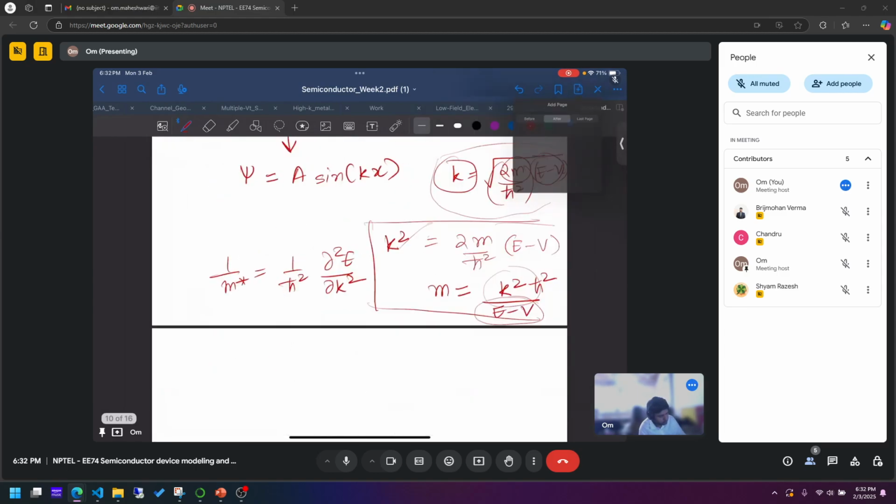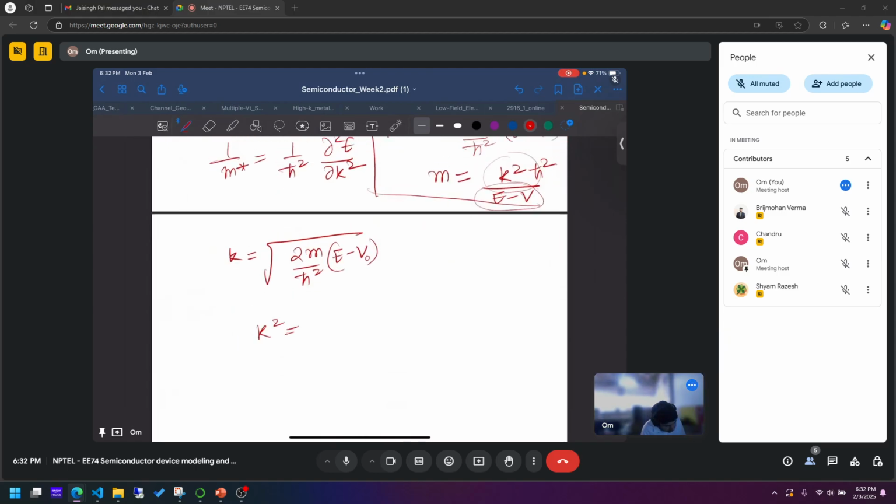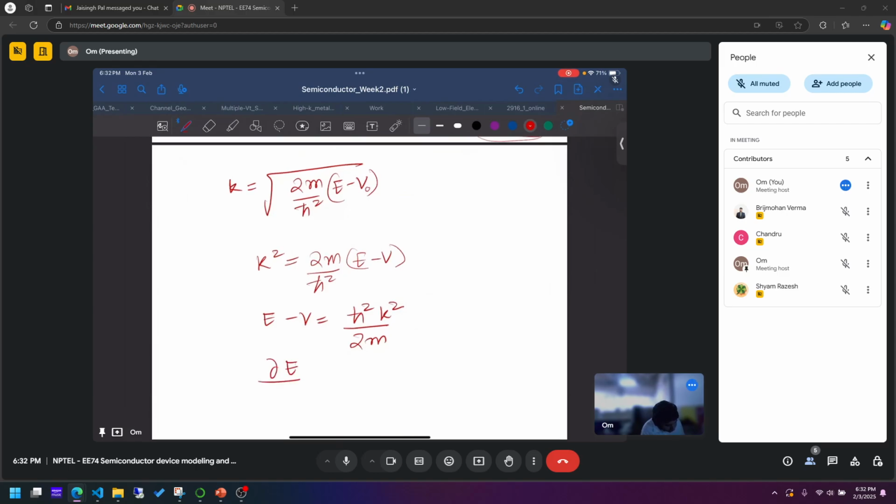You can see from here also, we had this, right? k equals under root 2m by h cross square, E minus V. So k square equals 2m upon h cross square, E minus V. So E minus V equals h cross square k square by 2m. If I take the derivative, del E by del k equals h cross square 2k by 2m. So 2 and 2 will cancel, and I will get h cross square k by m.